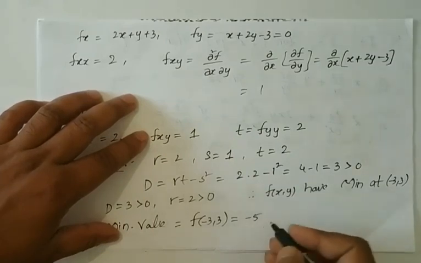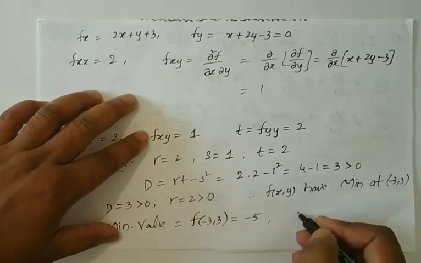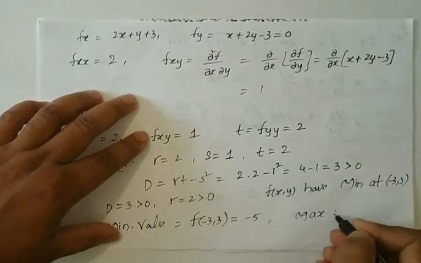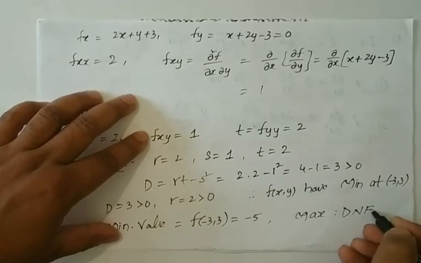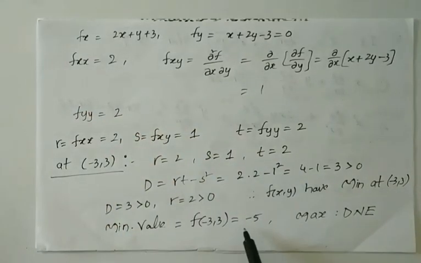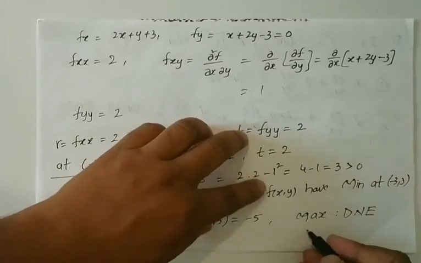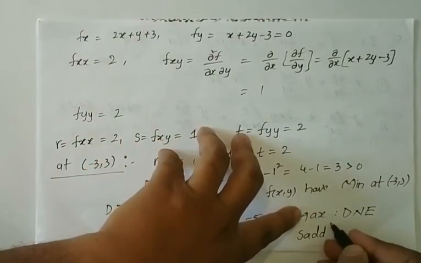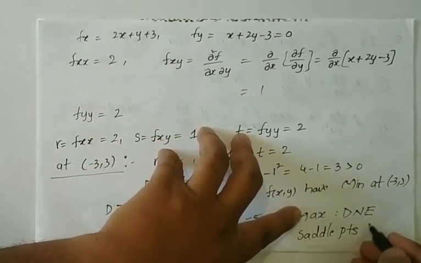Please check it. So here maximum does not exist, DNE. Minimum is minus 5. Just substitute x is equal to minus 3, y is equal to 3 in the given function. So here we get f of minus 3 comma 3 is equal to minus 5. So here maximum does not exist. Saddle points also do not exist.